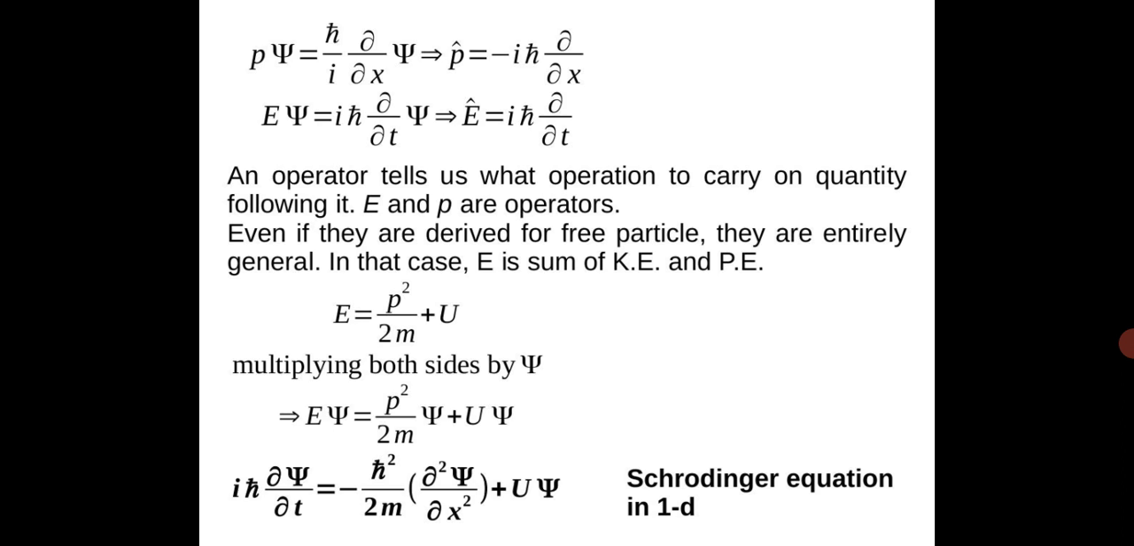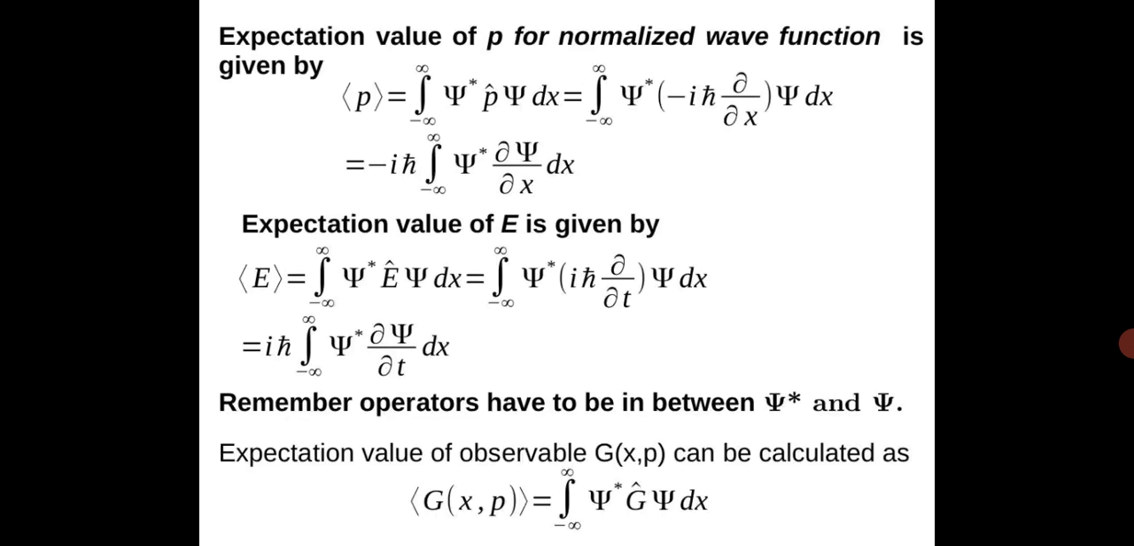So we get p psi and E psi from these values. We know the energy is the sum of kinetic energy and potential energy, so E is equal to p square upon twice m plus U. If we put the values of i h cross delta by delta t and minus i h cross delta by delta x, p psi and E psi, into this equation, we get i h cross delta psi by delta t equal to minus h cross square upon twice m delta 2 psi by delta x square plus U psi. This is Schrodinger's equation in one dimension.